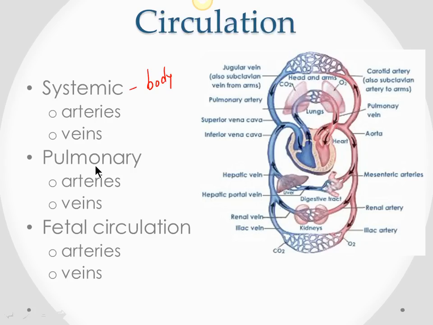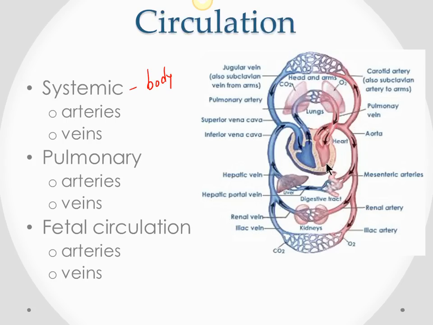Then we have pulmonary circulation, which is circulation to and from the lungs. To the lungs would be through the pulmonary artery, then it goes into the lungs, and pulmonary veins bring the blood back into the left atrium, and then from there it goes into the left ventricle, and then the systemic starts. So you can see that they are kind of related to each other. It's not that each one functions on its own.